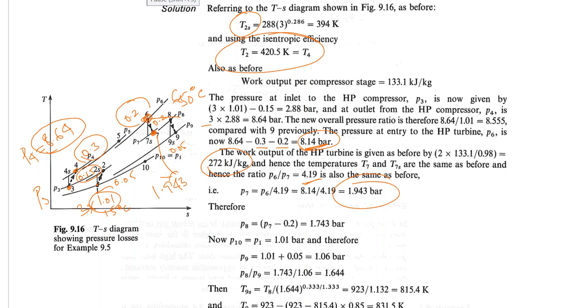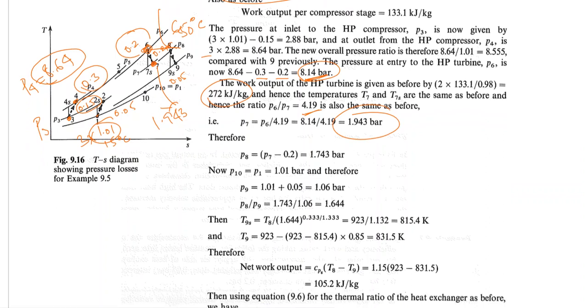Now moving towards 8, the reheat combustion chamber. I have pressure losses of 0.2 in here. So 1.943 minus 0.2, the actual pressure at 8 would be equal to 1.743 bar. So now this gives us the actual pressure at 8. Now I can find the actual pressure at 9, and also the pressure ratio of the second stage of the turbine.